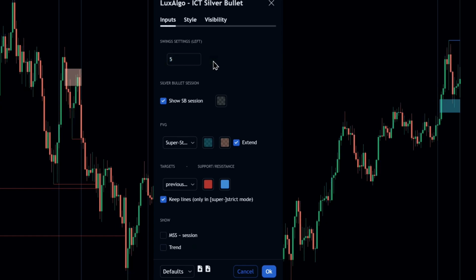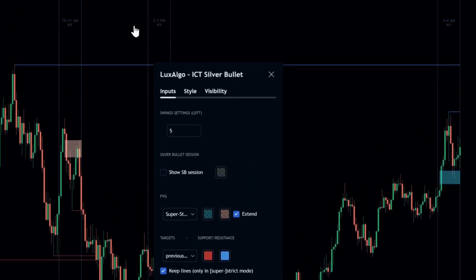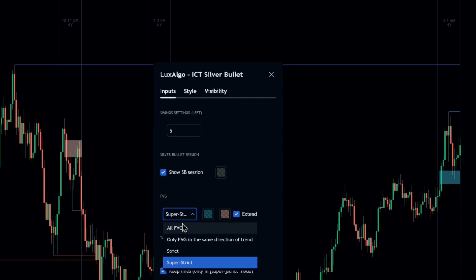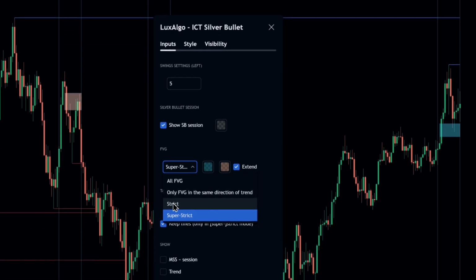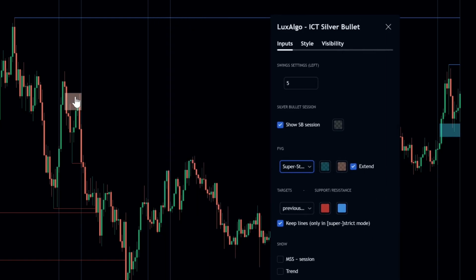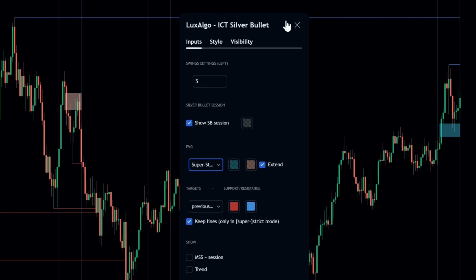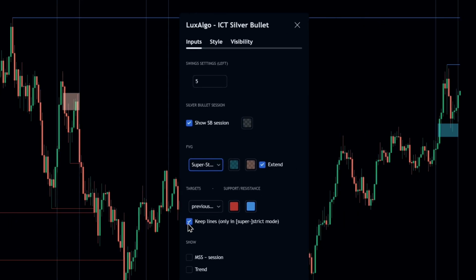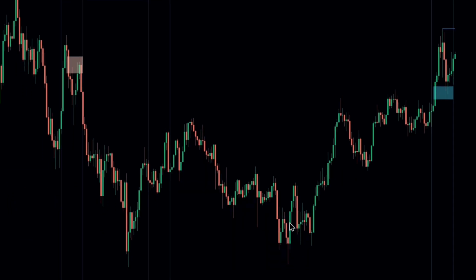The next option allows you to show or hide the silver bullet session. You can also choose to display all fair value gaps or only those in the direction of the trend. For this video, I'll stick with the super strict setting, which filters out the most fair value gaps and only shows those with a higher probability of success. We'll also disable the support and resistance levels by unchecking the Keep Lines option. Once you've made these changes, click OK.